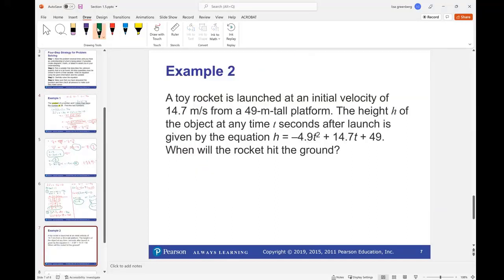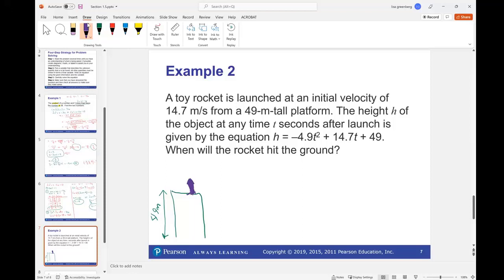Example 2. A toy rocket is launched at an initial velocity of 14.7 meters per second from a 49 meter tall platform. Okay, so basically, if I were to draw a picture, because remember the first thing I want to do is draw a picture if I can. So there's my platform, and that platform is 49 meters tall. And my rocket ship is on top. And we know it's launched at this initial velocity and the height of the object.